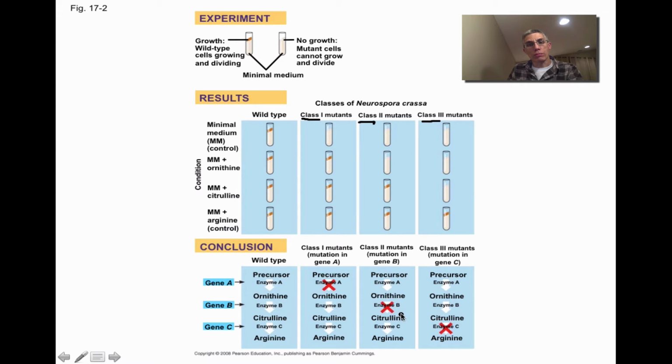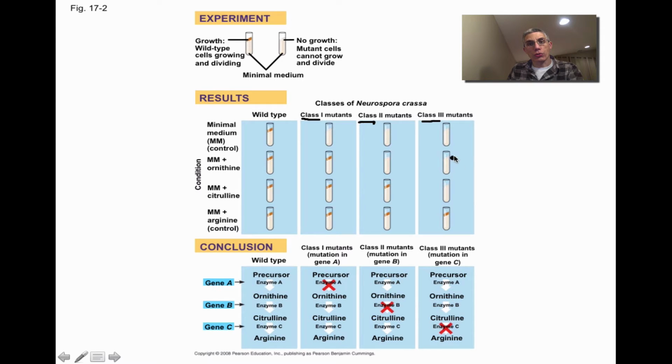But in this case, for gene B, we got rid of enzyme B. So again, it's not going to grow in the minimal medium because it doesn't have what it needs to be able to survive. Remember, we're missing one of those enzymes. When you add the ornithine, the bread mold is still not going to be able to survive because even though you add it, to go on to the next step, which is citrulline, you're missing that enzyme B. But if we add citrulline to the environment, then it can complete the metabolic pathway, which again is to produce our end product, which is arginine.